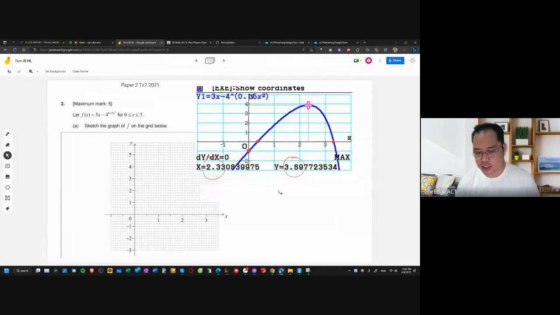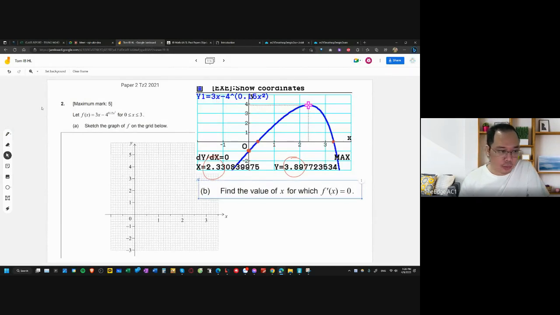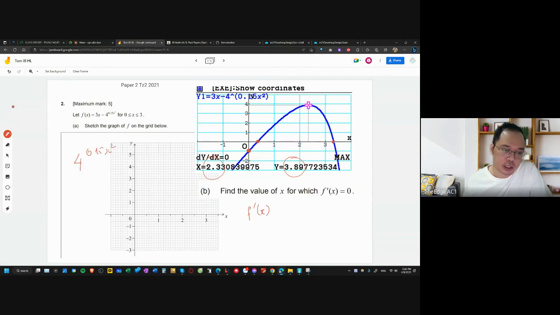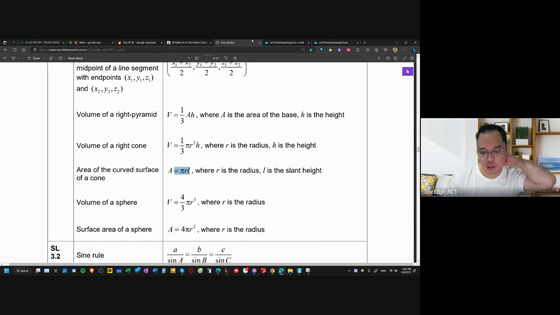Of course, the easiest way is to use a calculator to determine that local maximum. But if you want to learn a little bit more about the derivative, this is a combined function, power 4 to the power 0.15 x squared. Taking the derivative of this is going to be difficult. Let me check the formula booklet for this type of derivative.